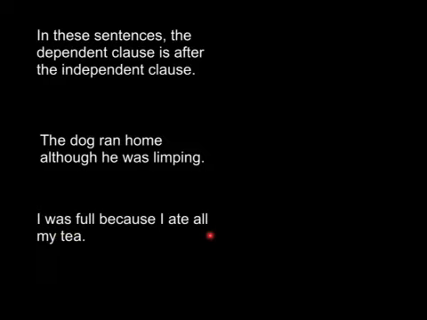I was full because I ate all my tea. I was full is independent, because I ate all my tea is dependent. It needs I was full to make sense. When the dependent clause comes after the independent clause, there is no need for a comma. Turn to the next page.